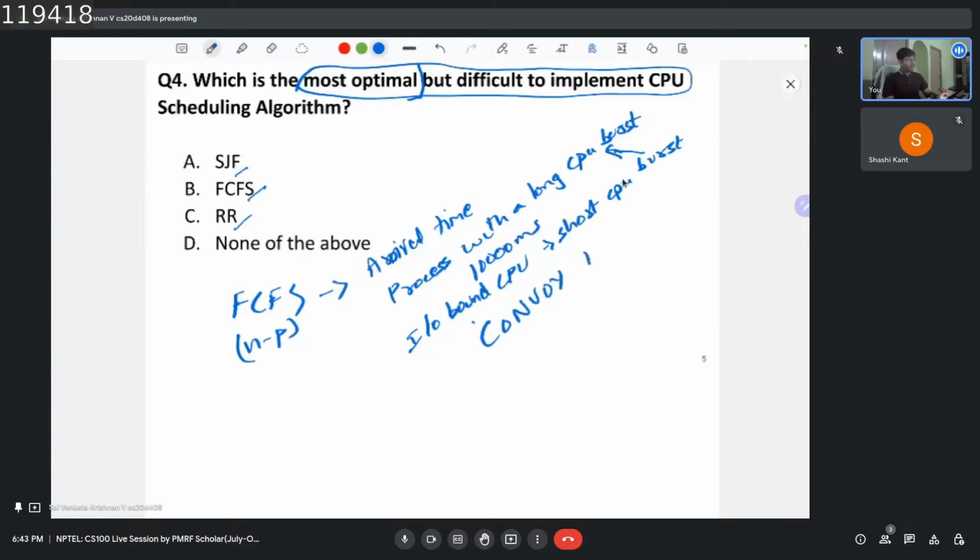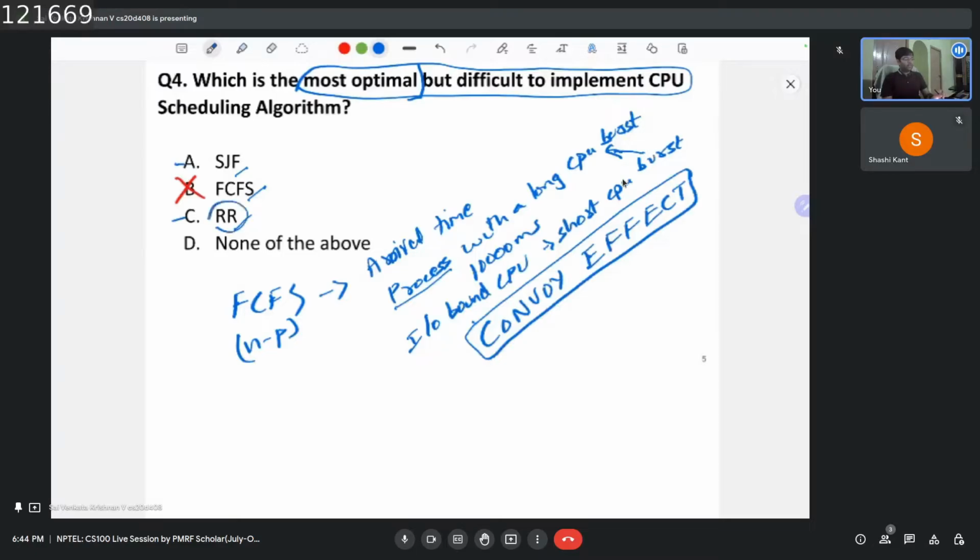Like a long convoy, right? You see a convoy of cars or something. Like a long convoy, it is present in the ready queue, waiting for this long executing process to finish execution. Right. So FCFS is not an optimal scheduling algorithm. So FCFS is a wrong choice compared to SJF and round robin, right?